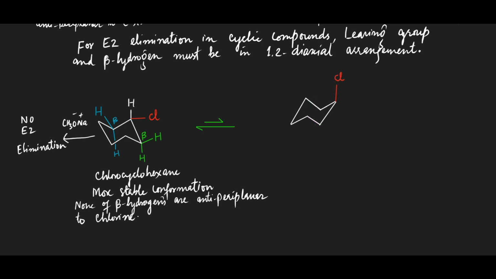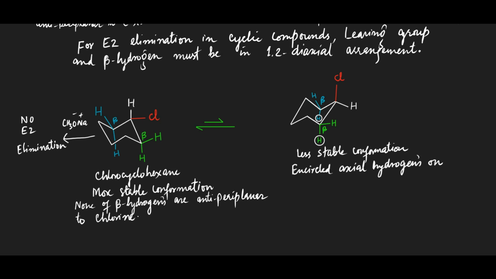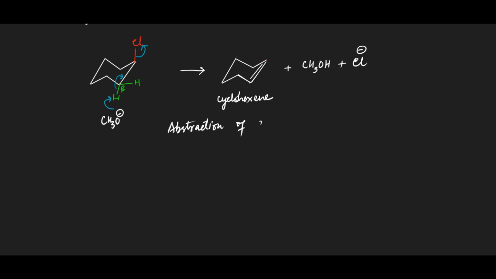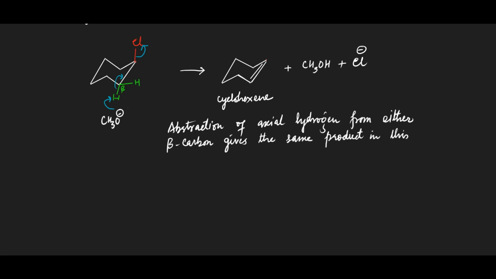Thus, base treatment of this conformation gives no E2 elimination. When ring flipping occurs to put chlorine on the axial position, it makes this conformation less stable. Of the 4 beta hydrogens, the encircled axial hydrogens on beta carbons are in the desired anti-periplanar arrangement, making E2 possible. We can show the mechanism of abstraction of axial beta hydrogen to form the cyclohexene product. Remember that abstraction of axial hydrogen from either beta carbon gives the same product in this case.